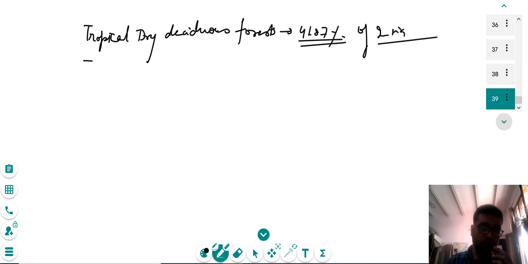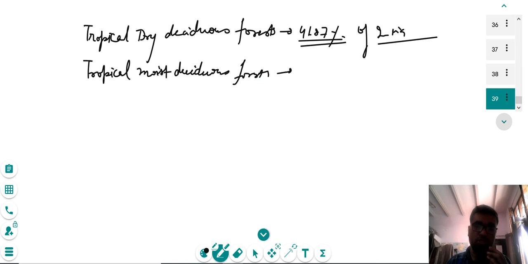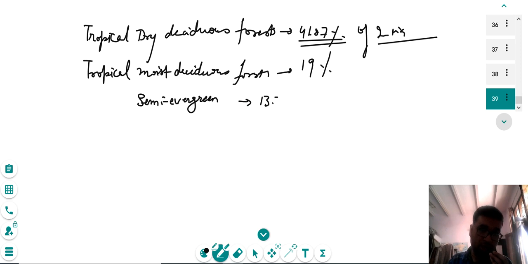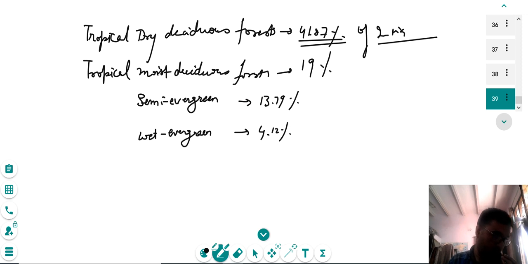Next is the tropical moist deciduous forests. Moist deciduous forests have 19% of India's area, right? Next is the semi-evergreen forest that we did. Tropical semi-evergreen forests have 13.79% of India's geographical area. Then the moist or wet evergreen forest that we did. Wet evergreen forests have close to 4.12% of India's geographical area. Okay.